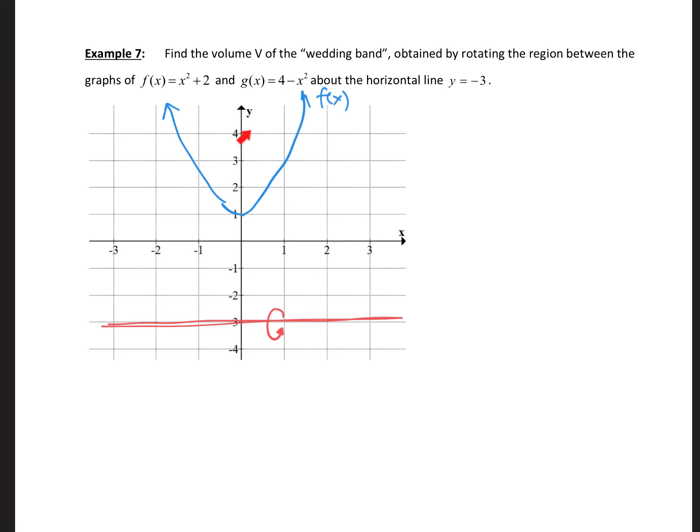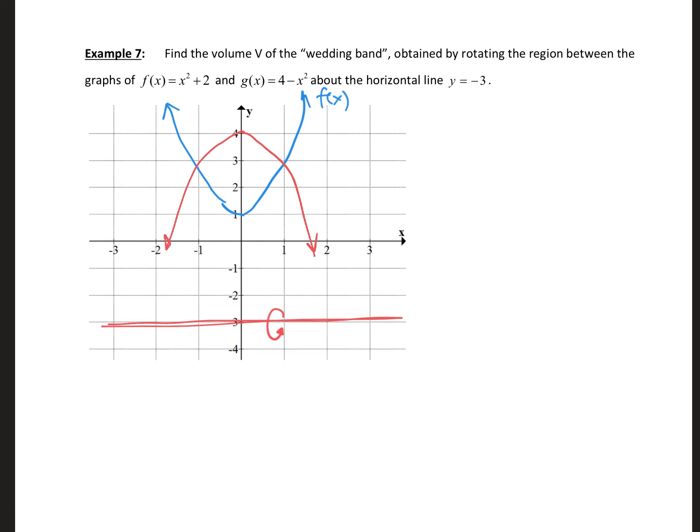So when x is 0, it's 4, and then just facing back that way. So when it's 1, that's 3. So when I plug in 1 here, that's 4 minus 1, that's 3. So it goes this way, it goes this way, right?